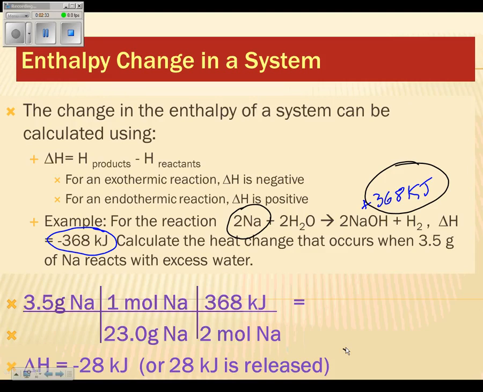Now you're going to know that that is energy that is released, so your value needs to be negative. Now in the equation where I wrote this, I haven't put in negative 368 in my calculation, but that might be a good idea if you don't know necessarily that the energy is going to be released. Okay.